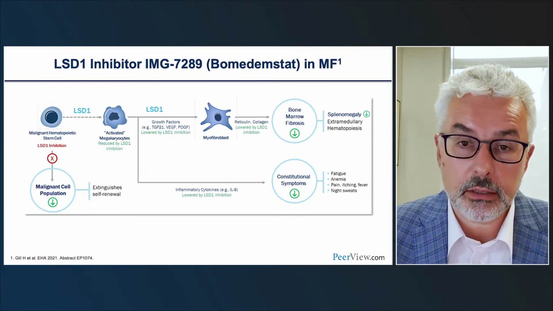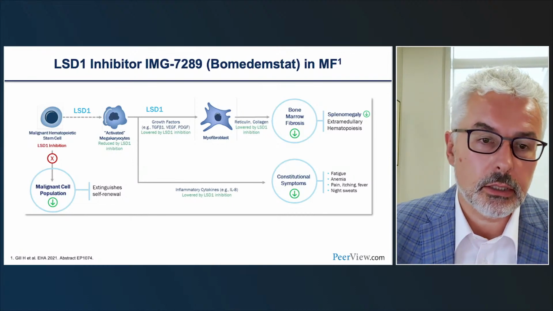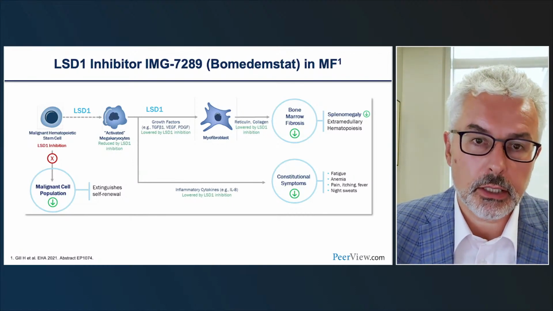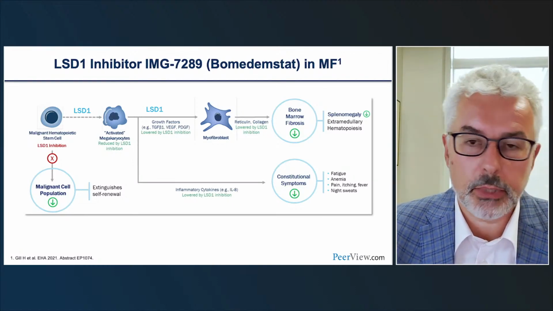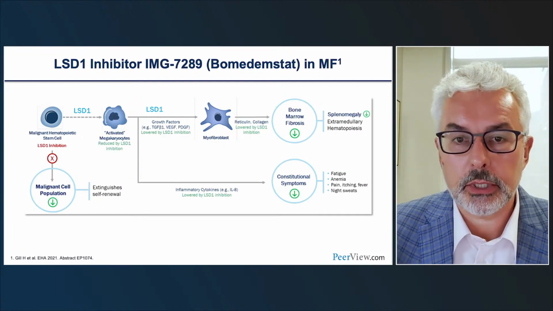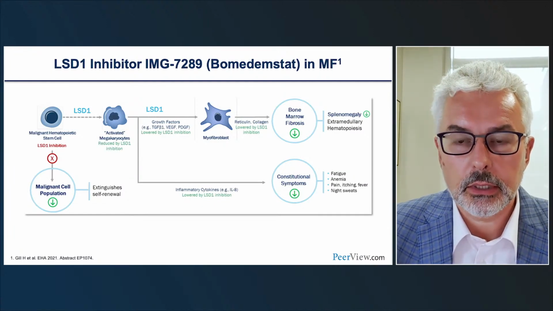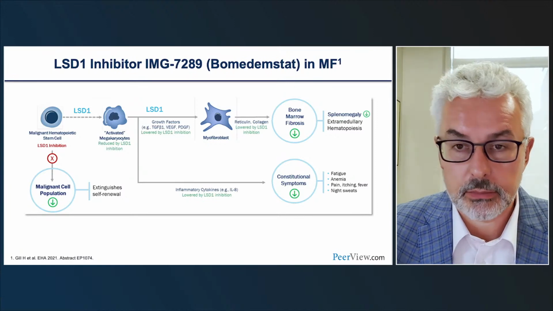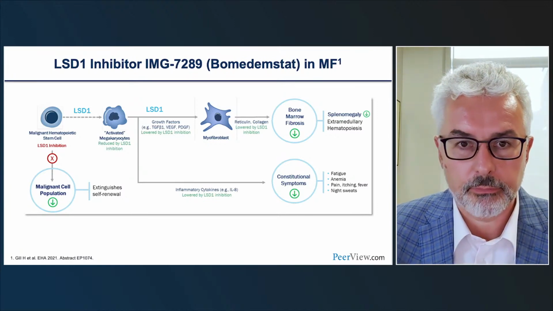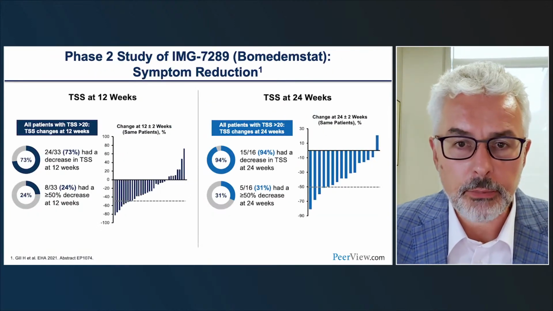So there is very solid reasoning why this LSD1 inhibitor, as is the case for BET inhibitors and other epigenetic modifiers, would work in patients with myeloproliferative neoplasms and myelofibrosis in particular. So, what happened in the study?